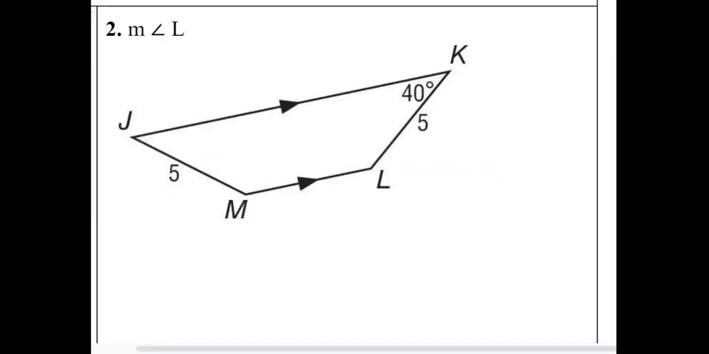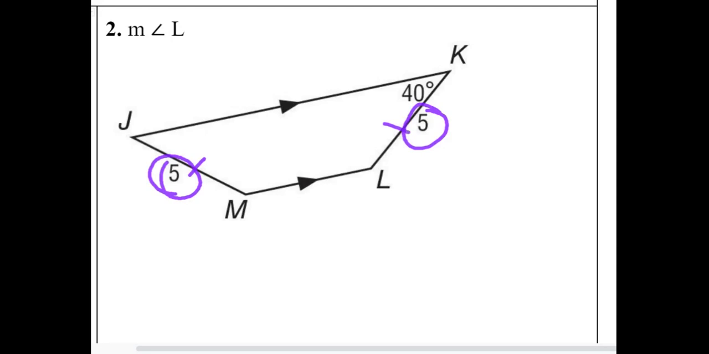Okay, here I am on number 2, and this time we have to find the measure of angle L. Now, first of all, again, I know that this is an isosceles trapezoid because it says here that the two legs are 5 each, so I can conclude that they are congruent. So even though it's not marked congruent, you know that they're congruent because their lengths are the same.